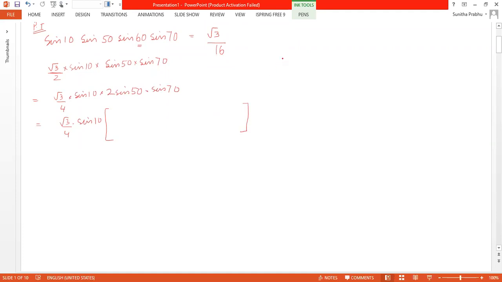Two sine: what is it? When will you get 2 sine, dear? It will be cos minus cos. Can you just confirm what 2 sine is? Yes, sir, cos minus cos. Another thing: because the minus is not there, you have to say cos difference minus cos sum.